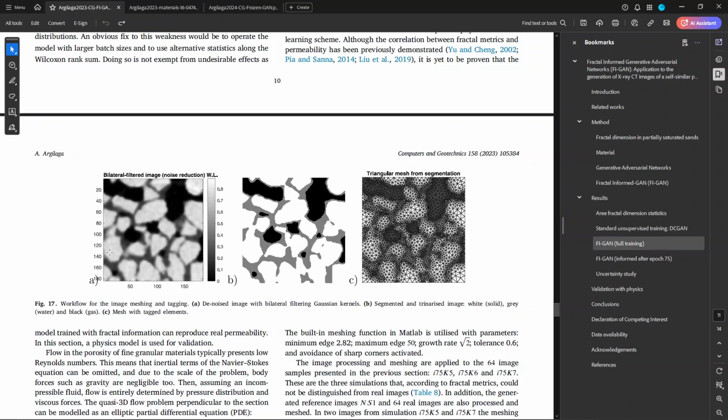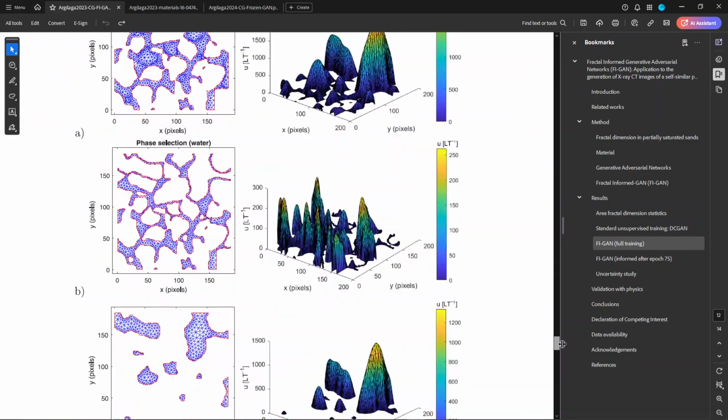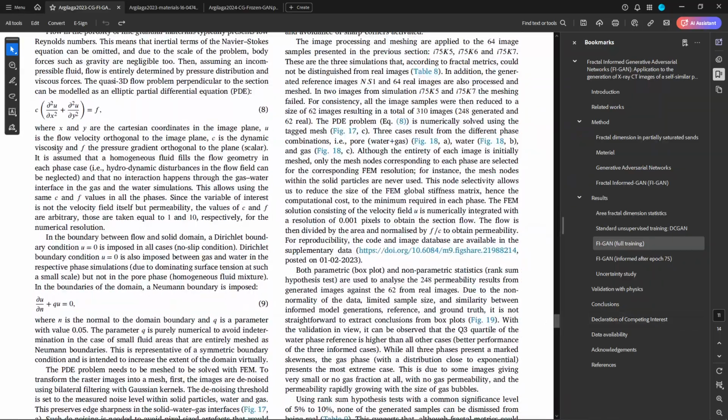So we do this, we segment this image, using the segmentation in B in figure 17, and we just separate the grains in white, the gas in black, and the water in gray. We mesh it, and we solve a finite element model. Let me see, what is the equation here? So we are solving this PDE, this partial differential equation.